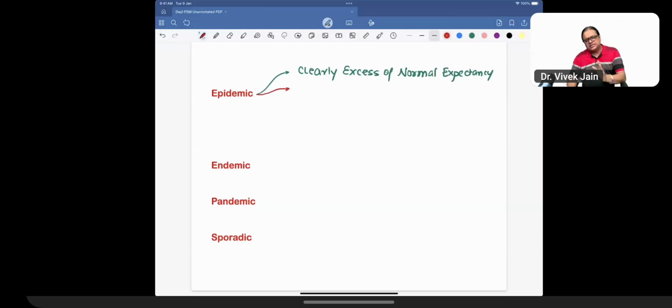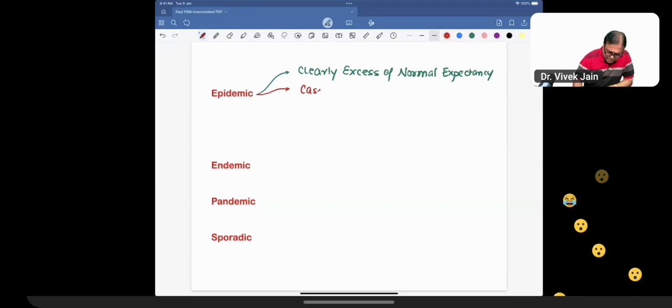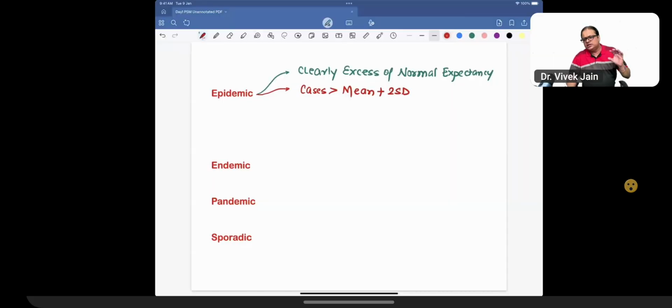What is the statistical definition of epidemic? What is the statistical definition? Yes, Dr. Yashri is right. When cases are more than mean plus 2 standard deviation. Right, so standard deviation is variation in number of cases. One standard deviation is normal. If standard deviation becomes 2 or more, then epidemic will be declared for the disease. Otherwise, any new disease, any reoccurrence of a disease is also an epidemic.